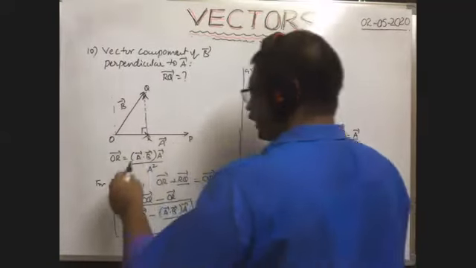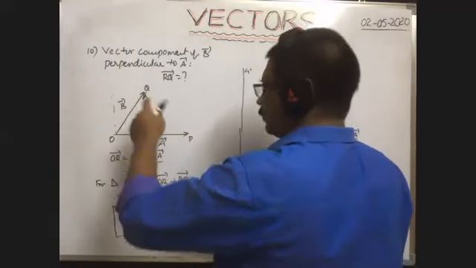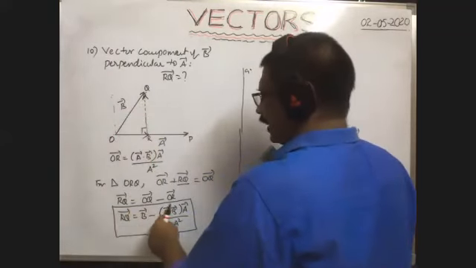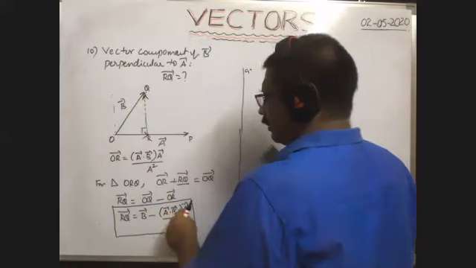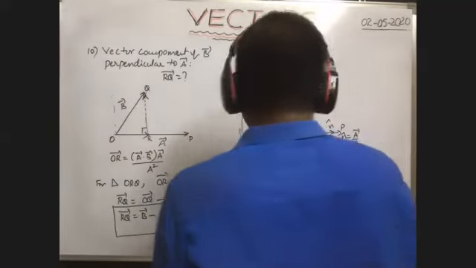Suppose you want to obtain the vector component of A bar perpendicular to B bar, then A bar minus (A bar dot B bar) B bar by B square. We have to write like that.